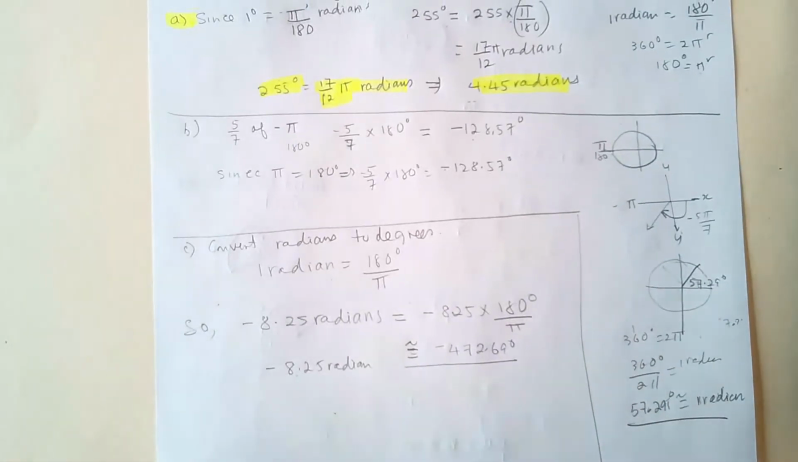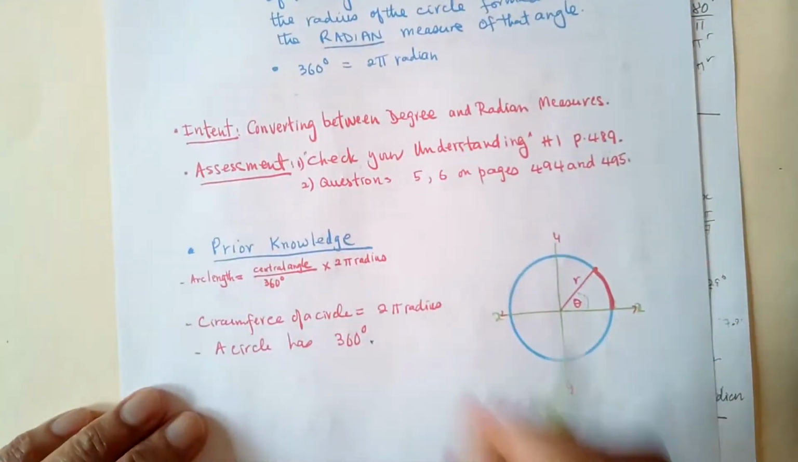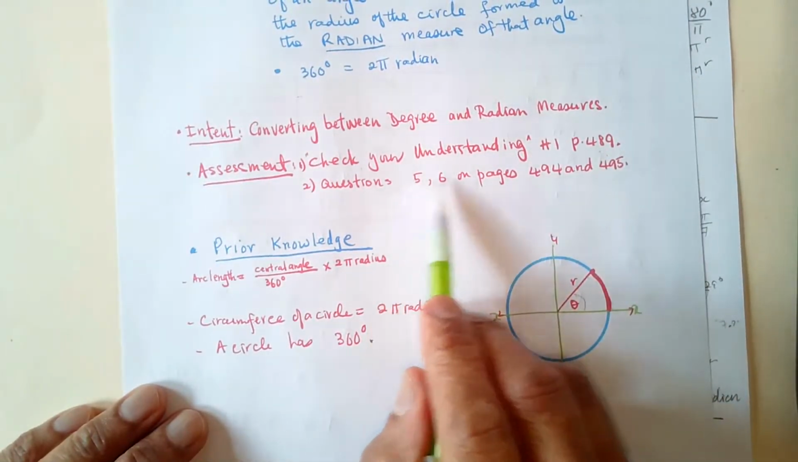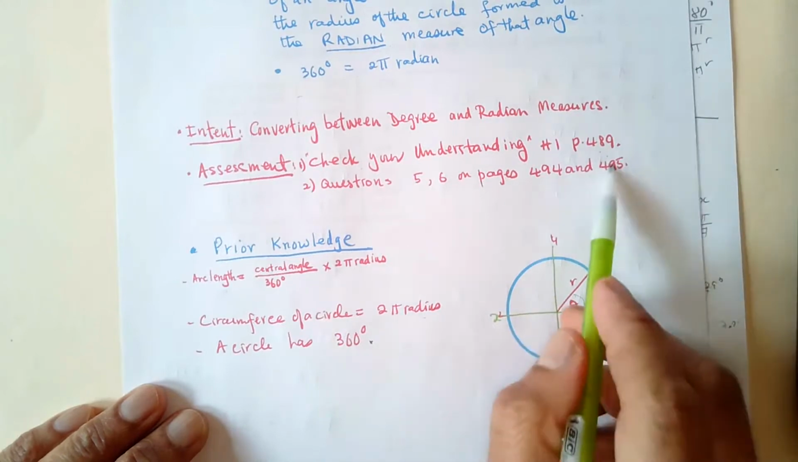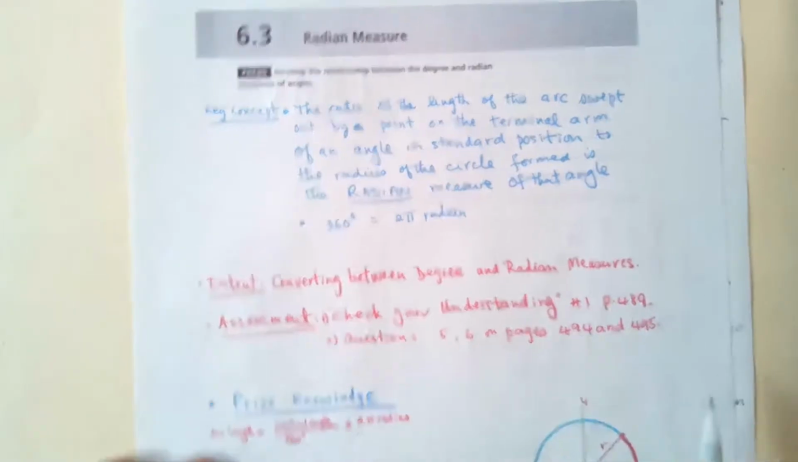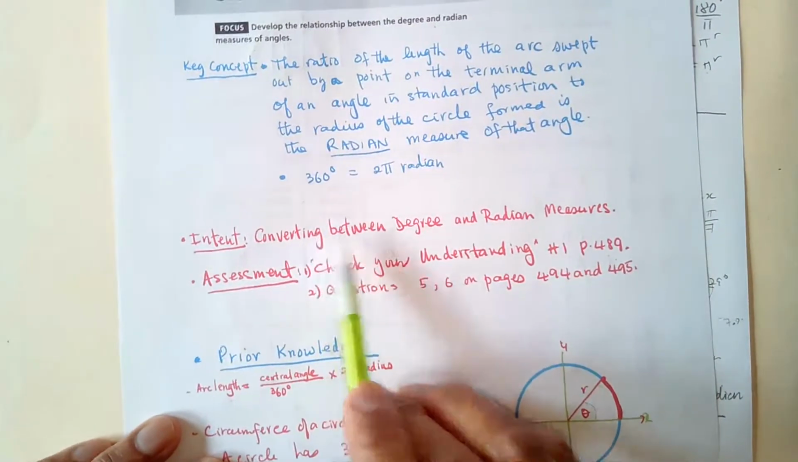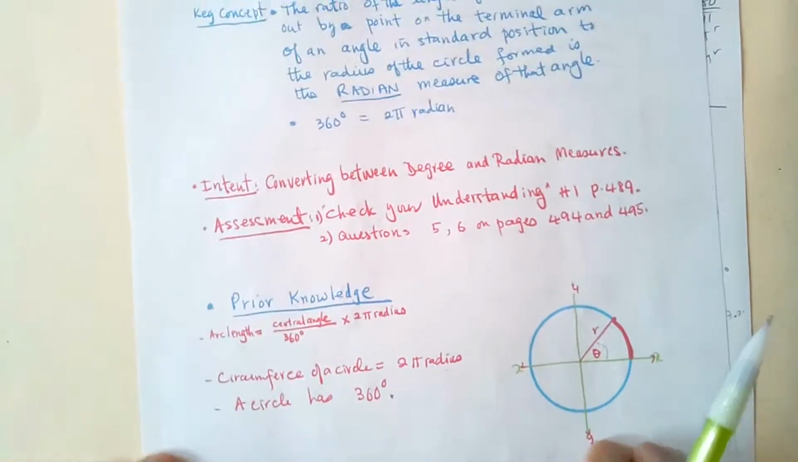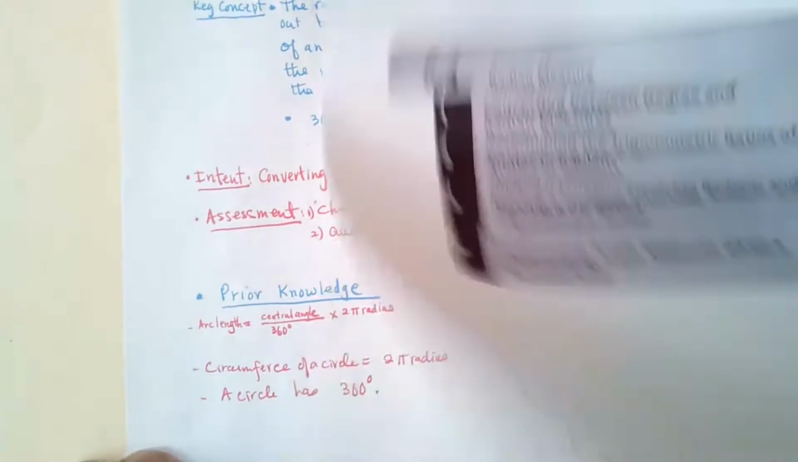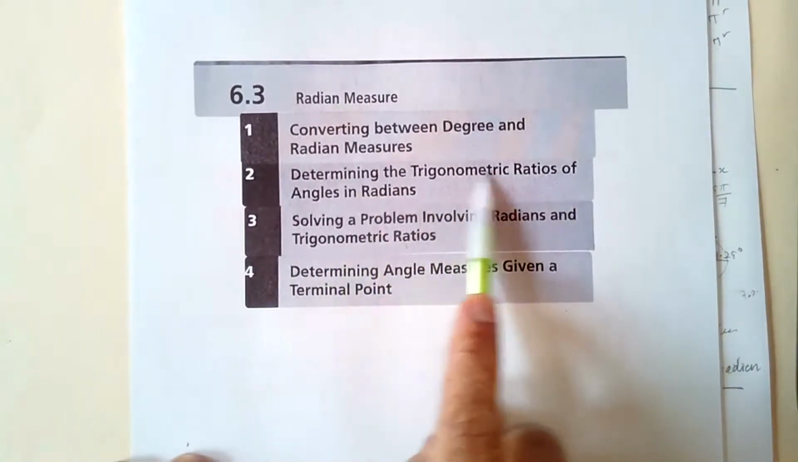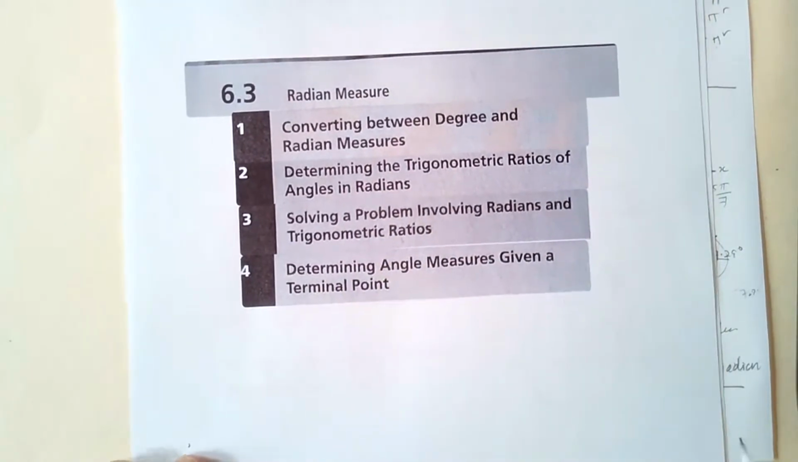So your task now is to attempt check your understanding number 1 on page 489, and questions 5 and 6 on pages 494 and 495. So our goal today is to convert between degrees and radian measures. Our next lesson, I'll be going over those questions and then going on to determining the trig ratios of angles in radians.